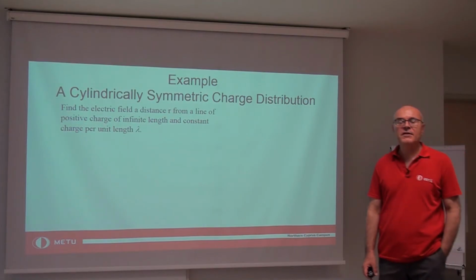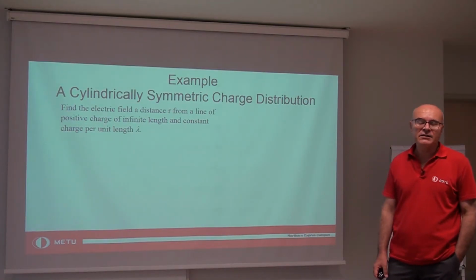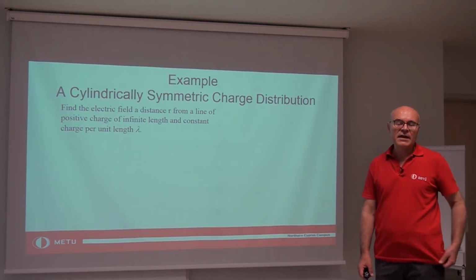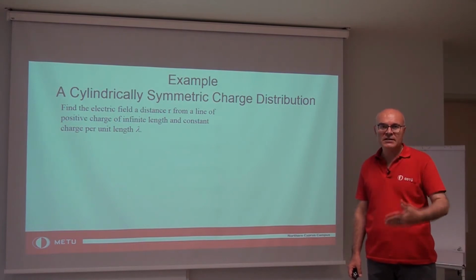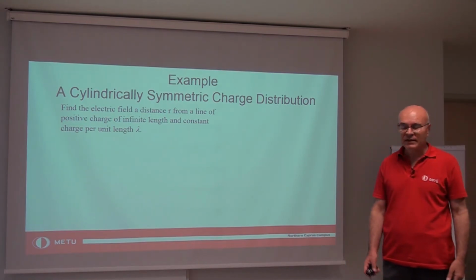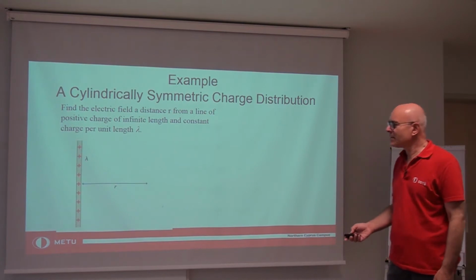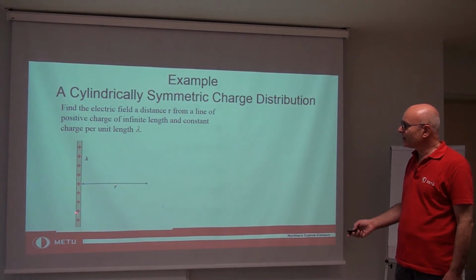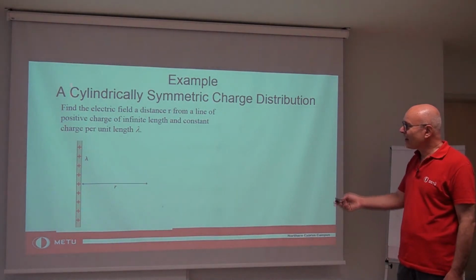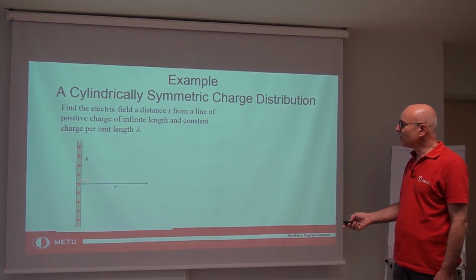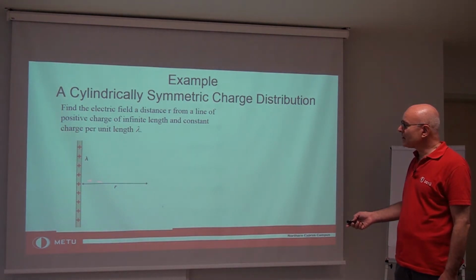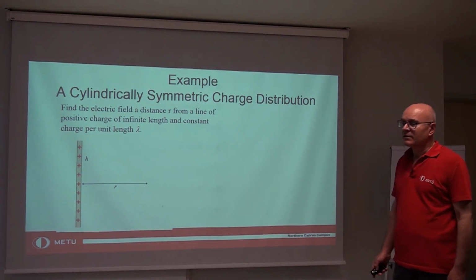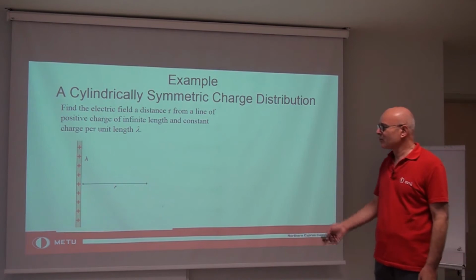The second example that we will be considering is that of an infinite line of charge that carries a uniform charge density lambda distributed over its length. That is illustrated here. So the charge is distributed over a line, and this line is infinite, and we are requested to find the electric field at some arbitrary distance r from the line.